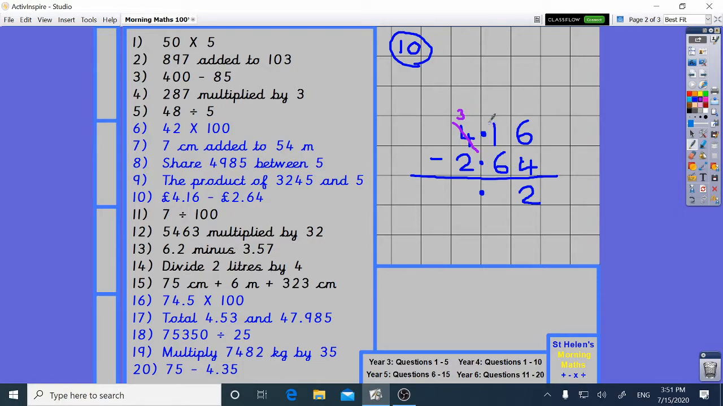Goes down to a 3. Borrowed a 1. 11 take away 6 is 5. 3 take away 2 is 1. 1.52, in this case money. £1.52. We had 4 and a bit pounds. We took away 2 and a bit pounds.